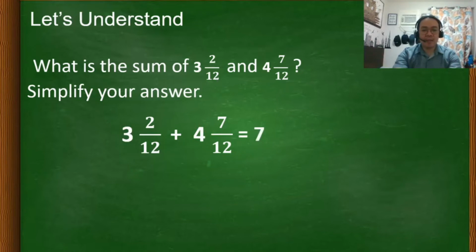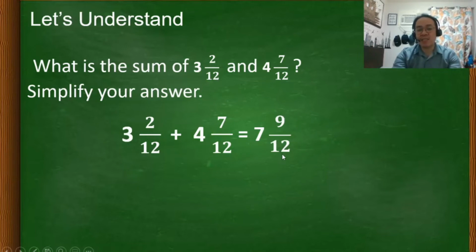7. Then, next step, go to the fraction. Since they are similar fractions, add lang natin yung kanilang numerator, di ba? So, 2 plus 7, that is 9. Then, just copy the denominator. Try to look at the answer given. Pwede pa ba siyang i-express sa lowest term? 9 and 12, may greatest common factor ba?